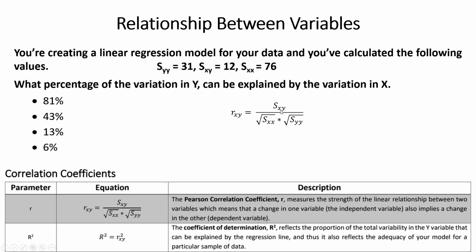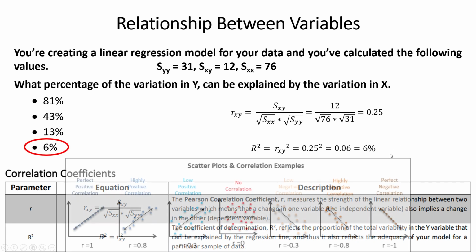So we can calculate R, we have SXY divided by the square root of SXX times the square root of SYY. And we can plug in our variables here, 31, 12, and 76, and calculate an R value of 0.25. Now, all we have to do to calculate our coefficient of determination is to simply square that. So 0.25 squared is equal to 0.06. And basically the conclusion is that 6% of the variation in Y can be explained by the variation in X.